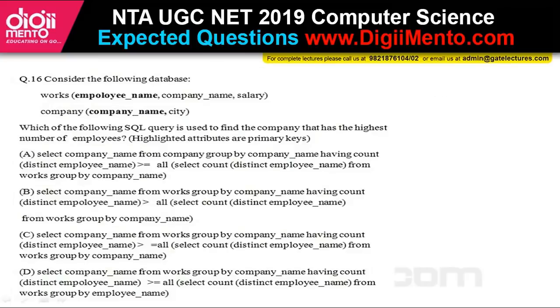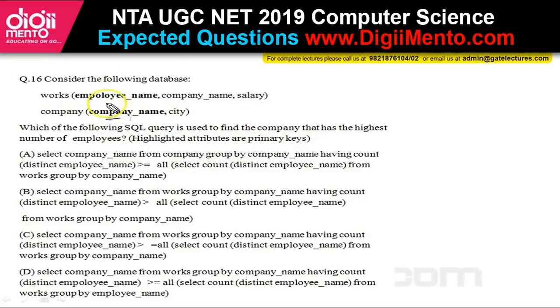So we have our next question from the SQL. They are saying consider the following database, and they have given us two tables. One table is works, whose attributes are employee name, company name, and salary, and the other table is company, whose attributes are company name and city, and these are the candidate keys. They are asking which of the following SQL queries is used to find the company that has the highest number of employees. The highlighted attributes are primary keys.